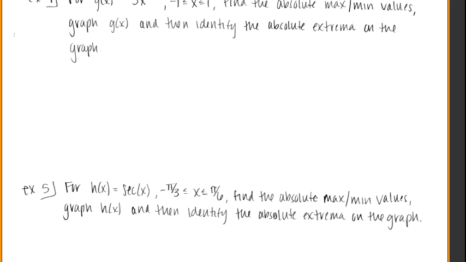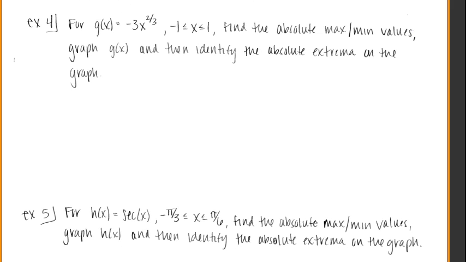On to example 4. For the function negative 3x to the 2/3, defined from -1 to 1 inclusive, we're going to find the absolute max and min values, graph it, and then identify the absolute extrema on the graph. Let me go ahead and just graph this first real quick so we can get a good look at this.